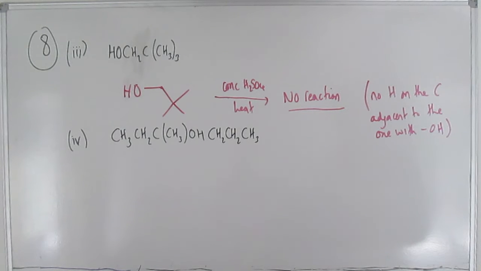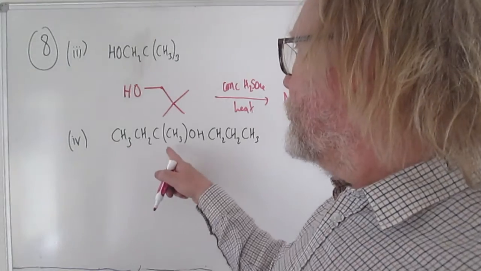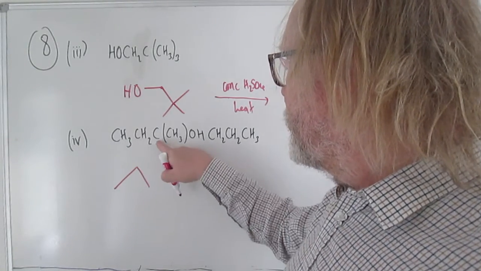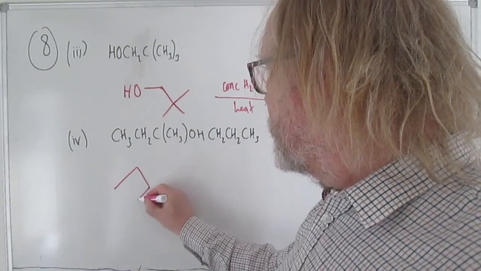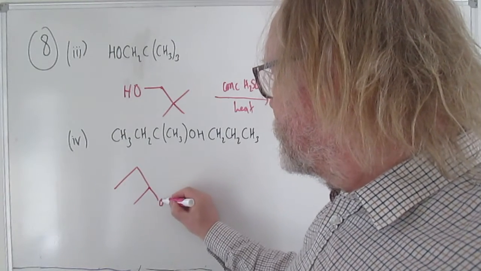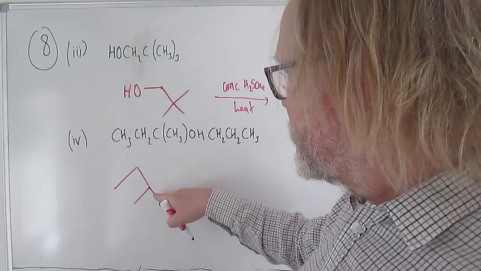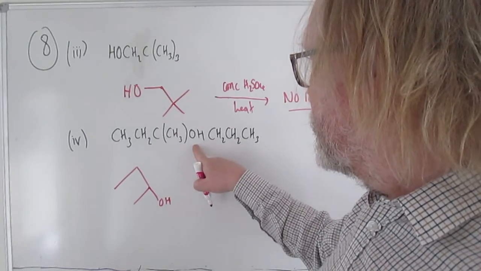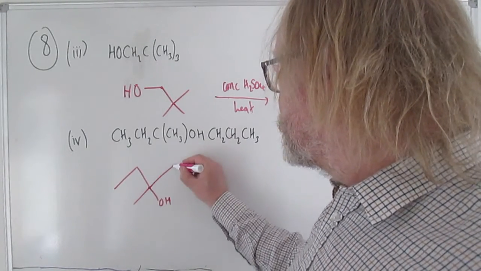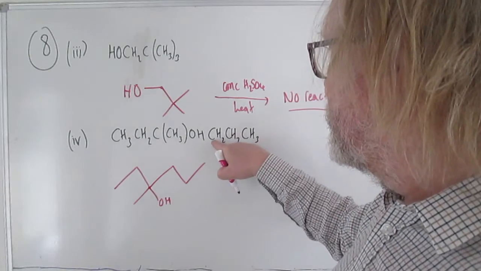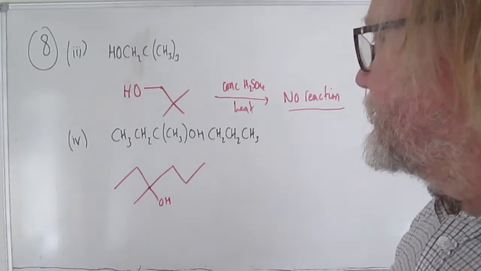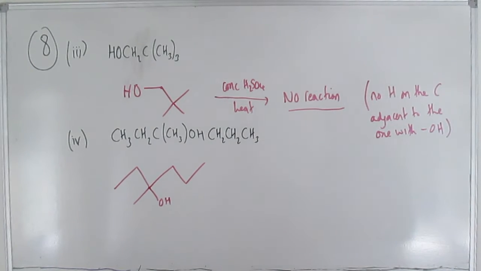Right, number 4. Again, let's begin by writing it in a clearer format. So we've got CH3, CH2, and then this carbon has a methyl group and an OH attached. Okay, so the CH3 in brackets, remember, means it's a methyl group sticking off at the side. It's also got the OH there, and then you've got CH2, CH2, CH3. Okay, CH2 is there, CH2 is there, CH3 is there. So that's your skeletal formula.